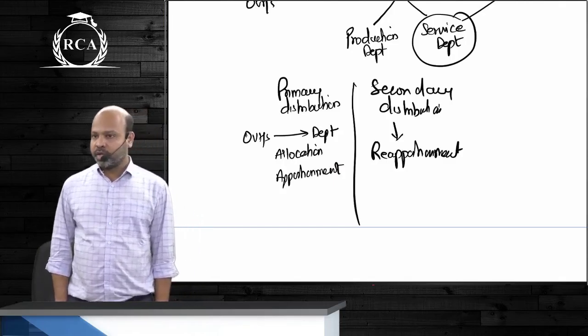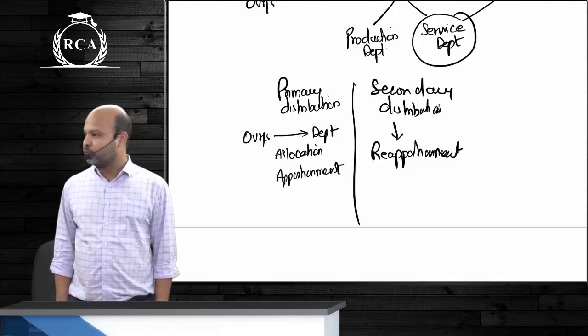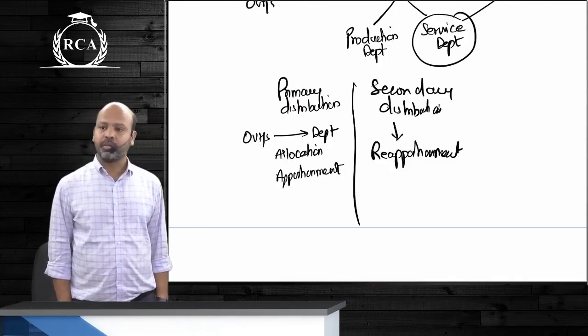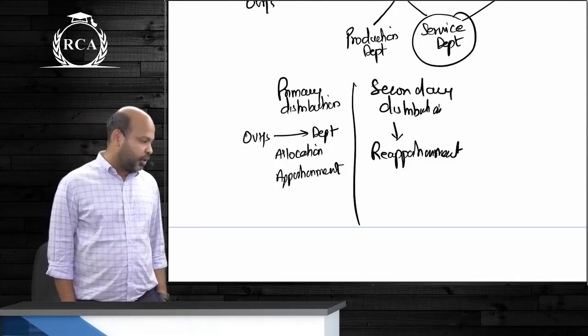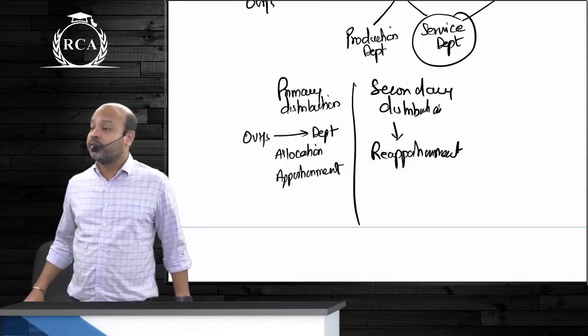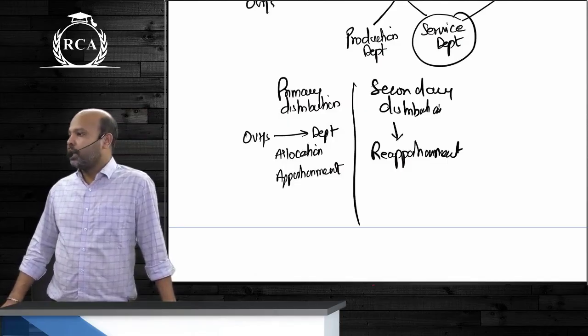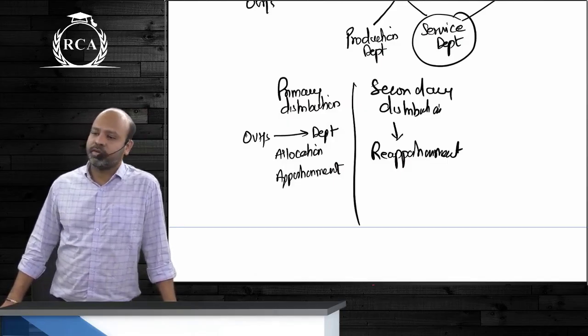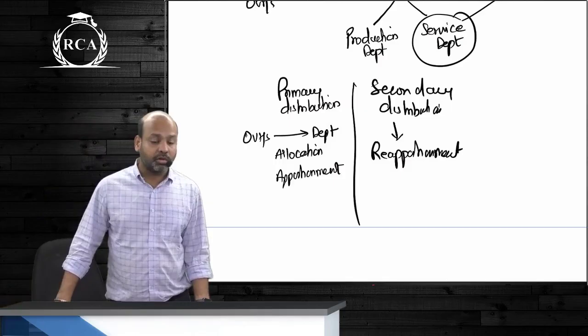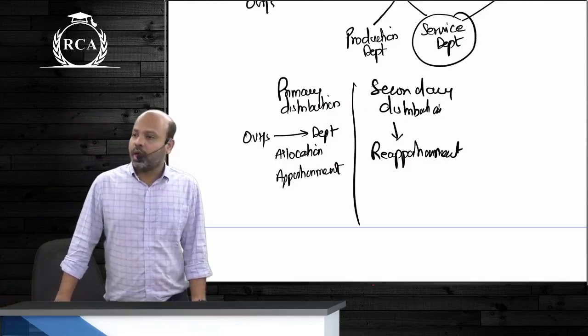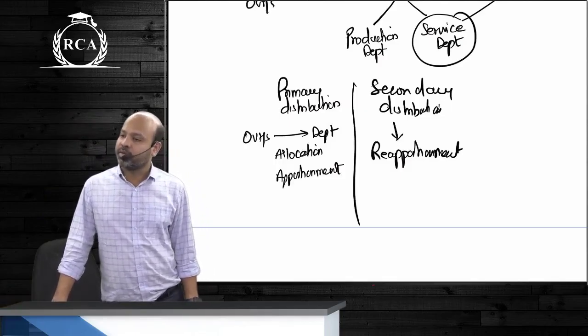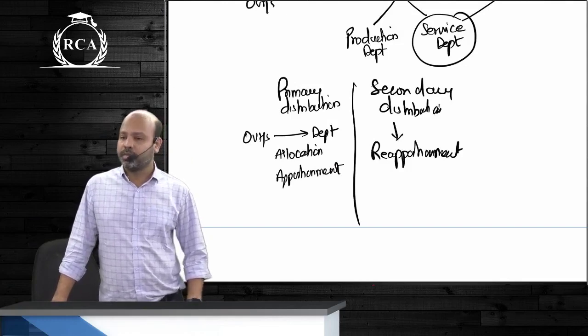When you do this, guys, you are allocating expenditure to both production as well as service departments. The problem is that you will not be able to allocate expenditure from service departments to the end product. This is where we undertake something called secondary distribution, also known as reapportionment, where we transfer service department cost back to production departments.